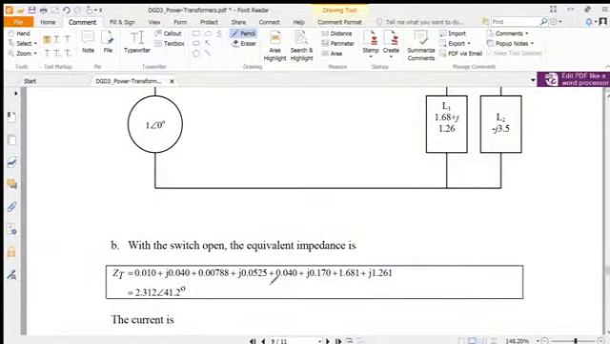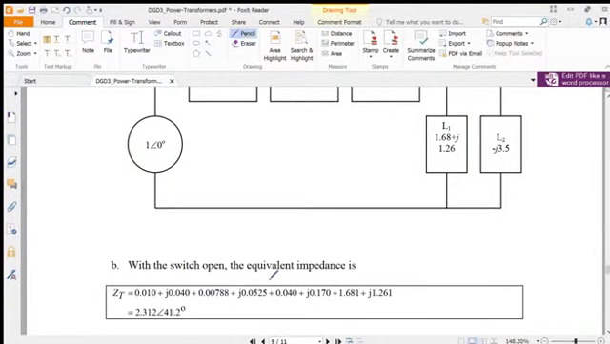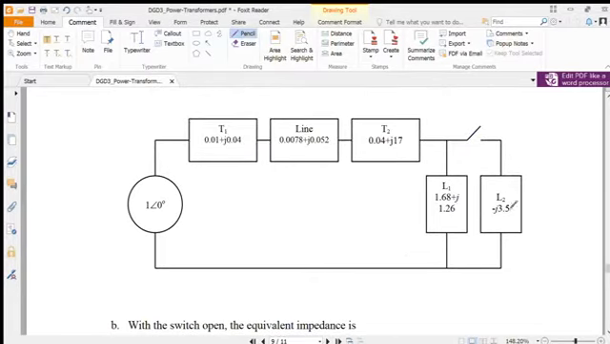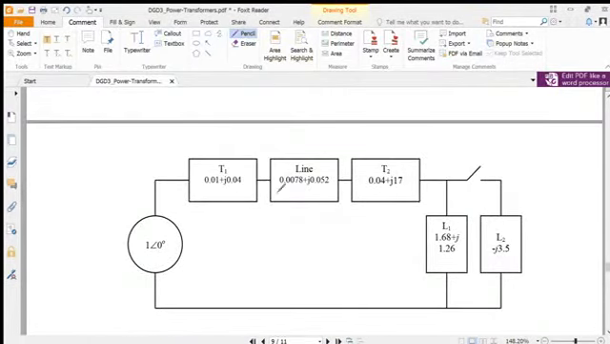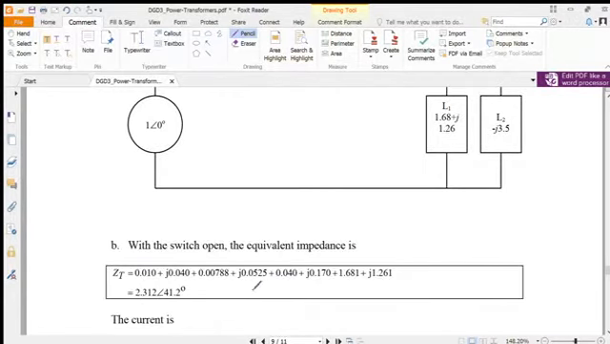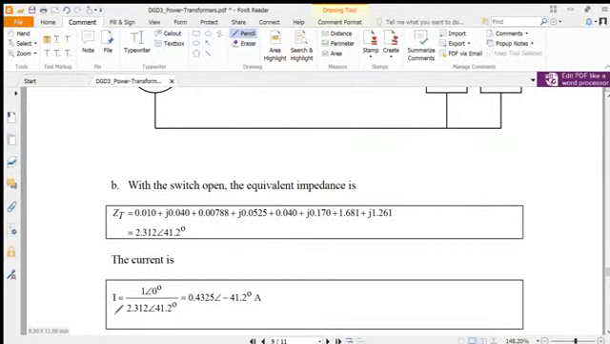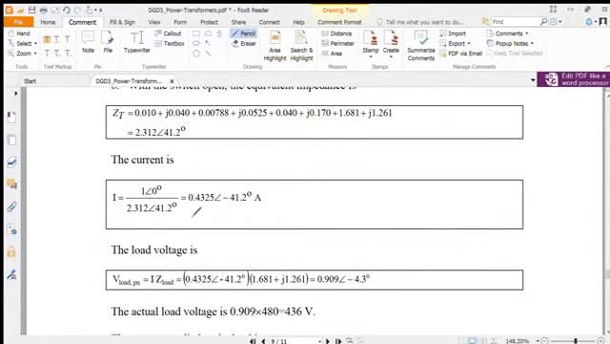And now we'll go to the second part. When the switch is open, this is no longer connected to the circuit. So what is the total impedance? Just sum all of the items. If you add everything, we'll get this. And what is the current value in per unit? I equals V by ZT. Okay, so here is the current value.